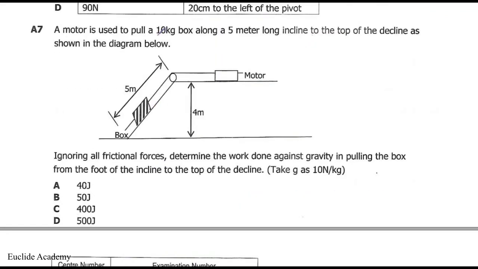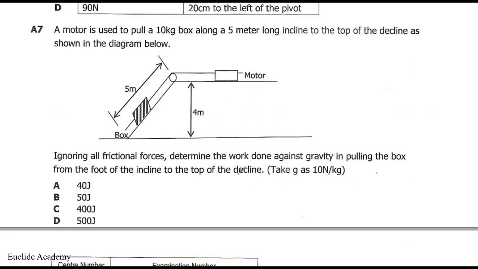The motor is used to pull a 10 kilogram box along a 5 meter long incline to the top of the incline as shown in the diagram below. Ignoring all friction forces, determine the work done against gravity in pulling the box from the foot of the incline to the top of the incline.